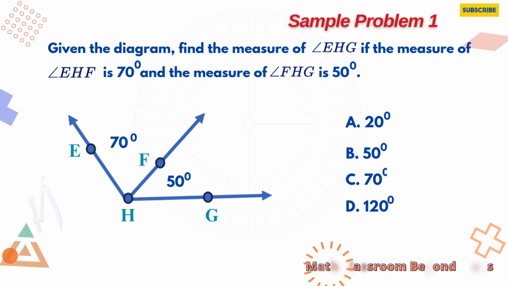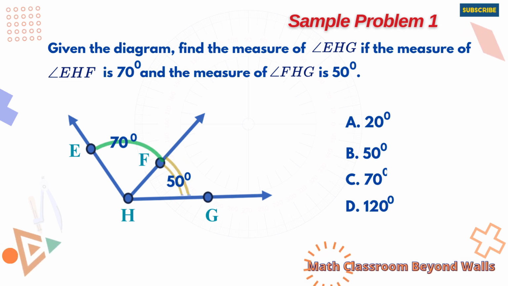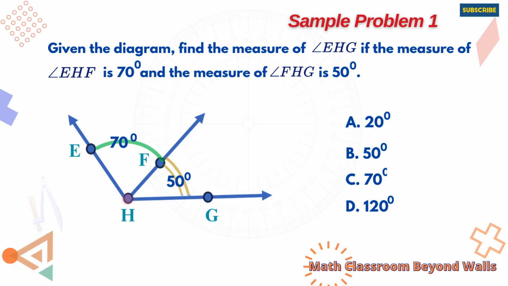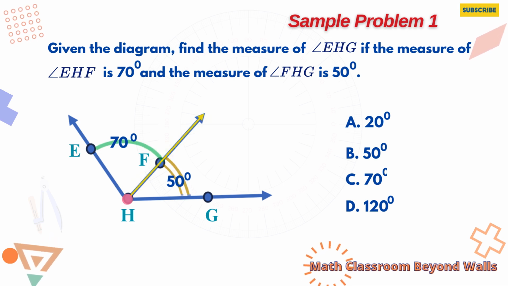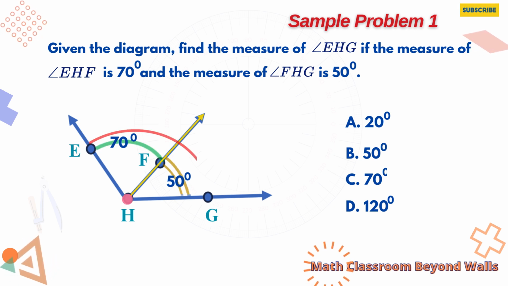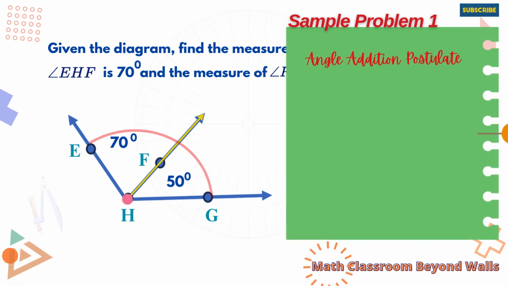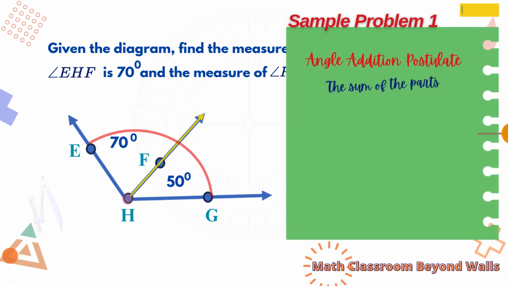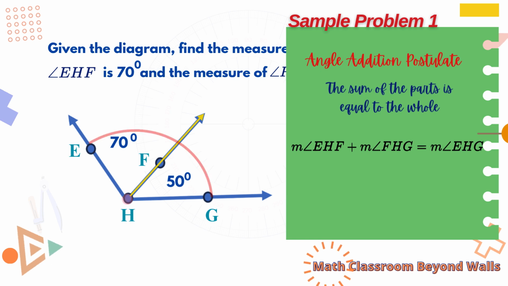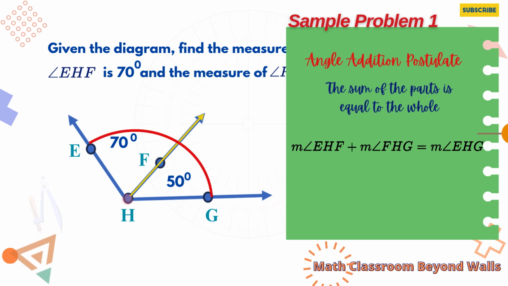Now, what type of angles are angle EHF and angle FHG, learners? You're correct. They are adjacent angles. They share a common vertex and a common side, no overlap, which means that they form to make the larger angle, angle EHG. Can you follow, learners? So, we can apply the angle addition postulate in answering the problem, which says the sum of the parts is equal to the whole. That is, the measure of angle EHF plus the measure of angle FHG is equal to the measure of angle EHG.